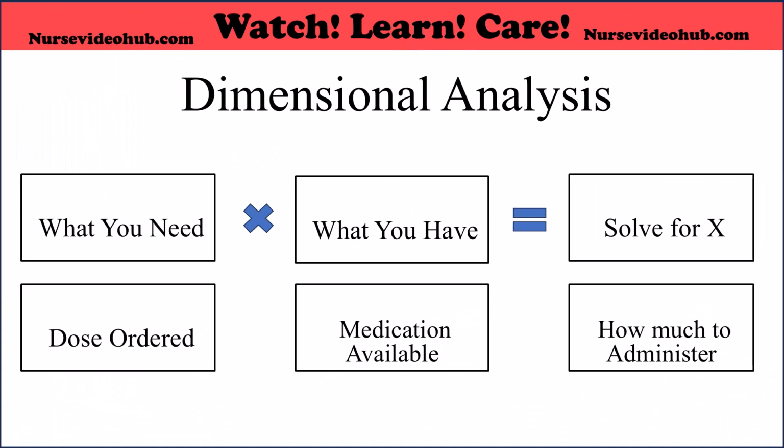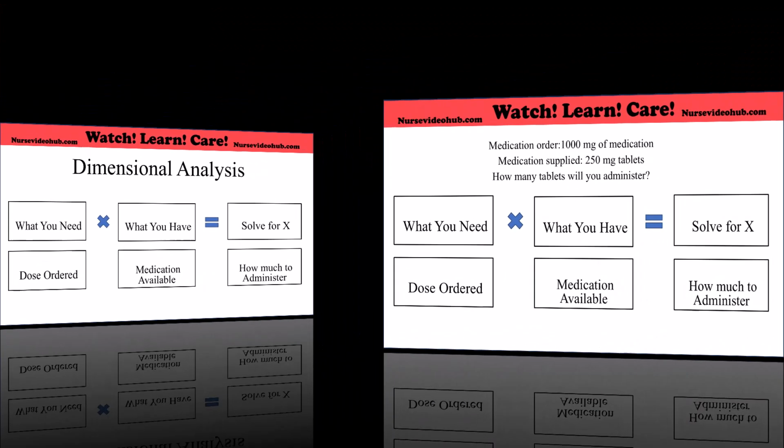Here is the structure for setting up an equation to solve for the amount of medication to administer using dimensional analysis. First, you identify what you need. This is a prescribed medication. It is what you're trying to figure out how to give. Then you multiply by conversion factors, which are known relationships between units or dosages to help you convert to the correct amount. It could be the medication available or standard conversions. Solve for X, the amount of medication to administer.